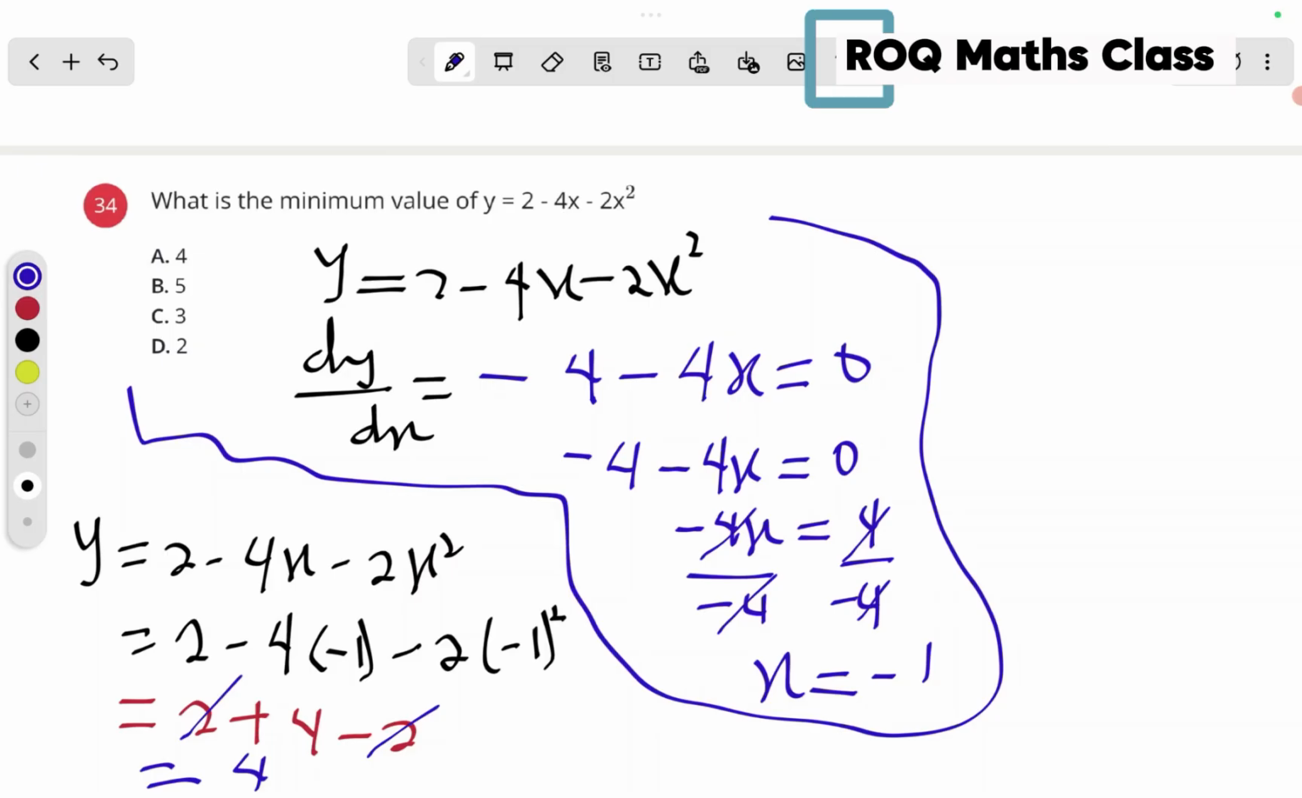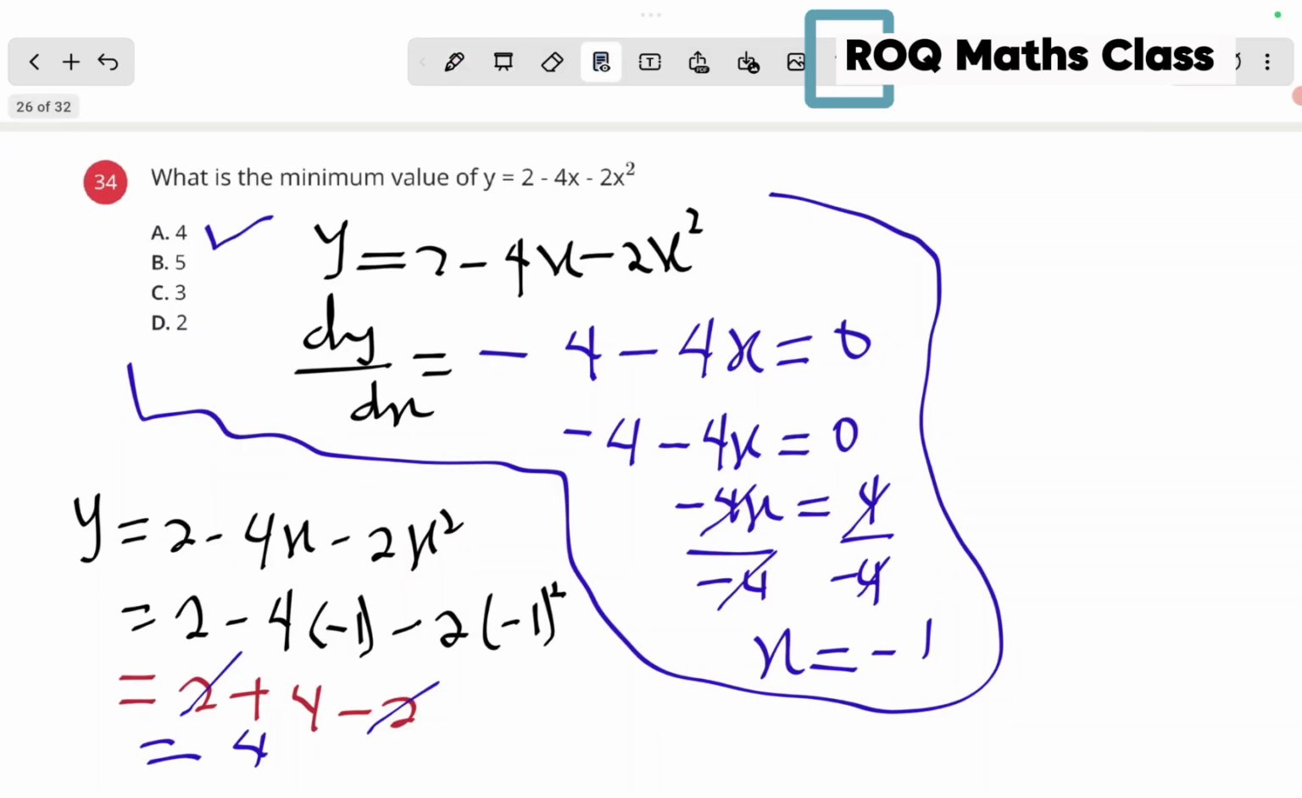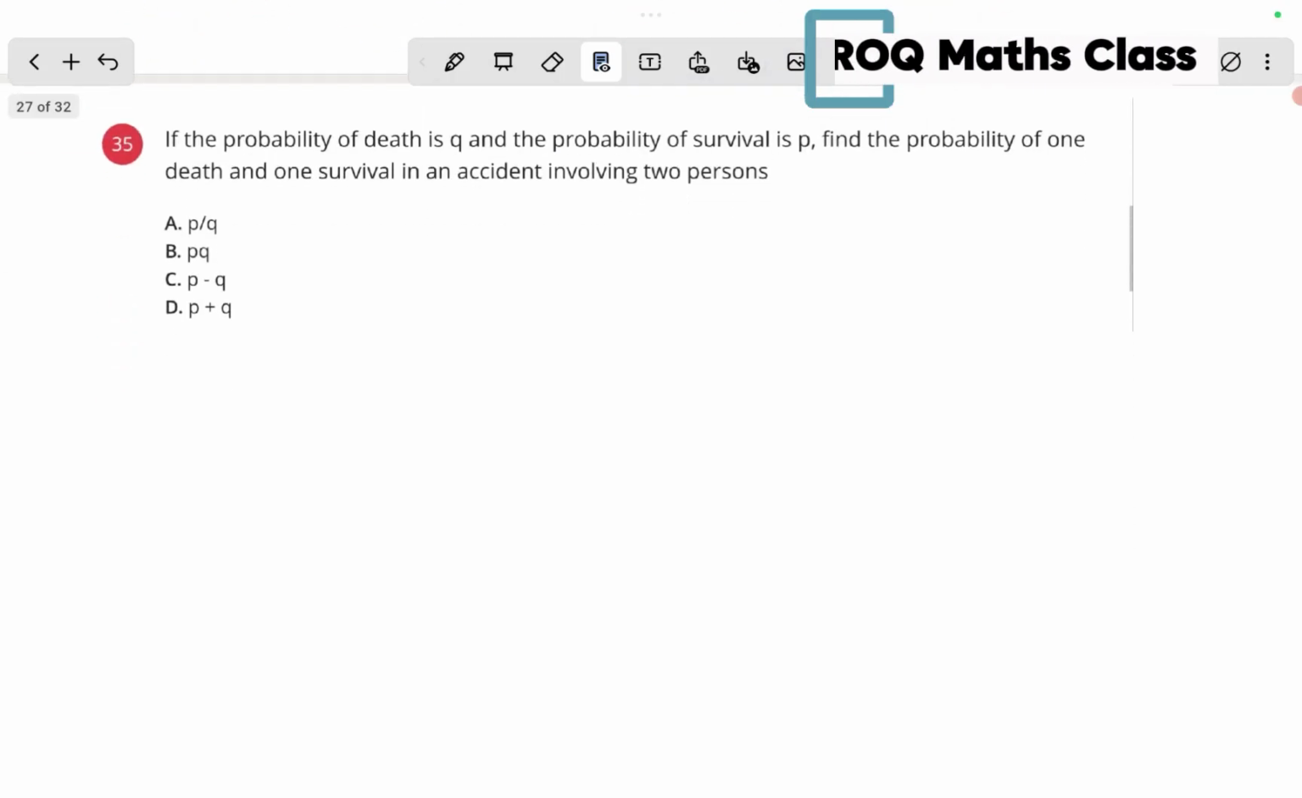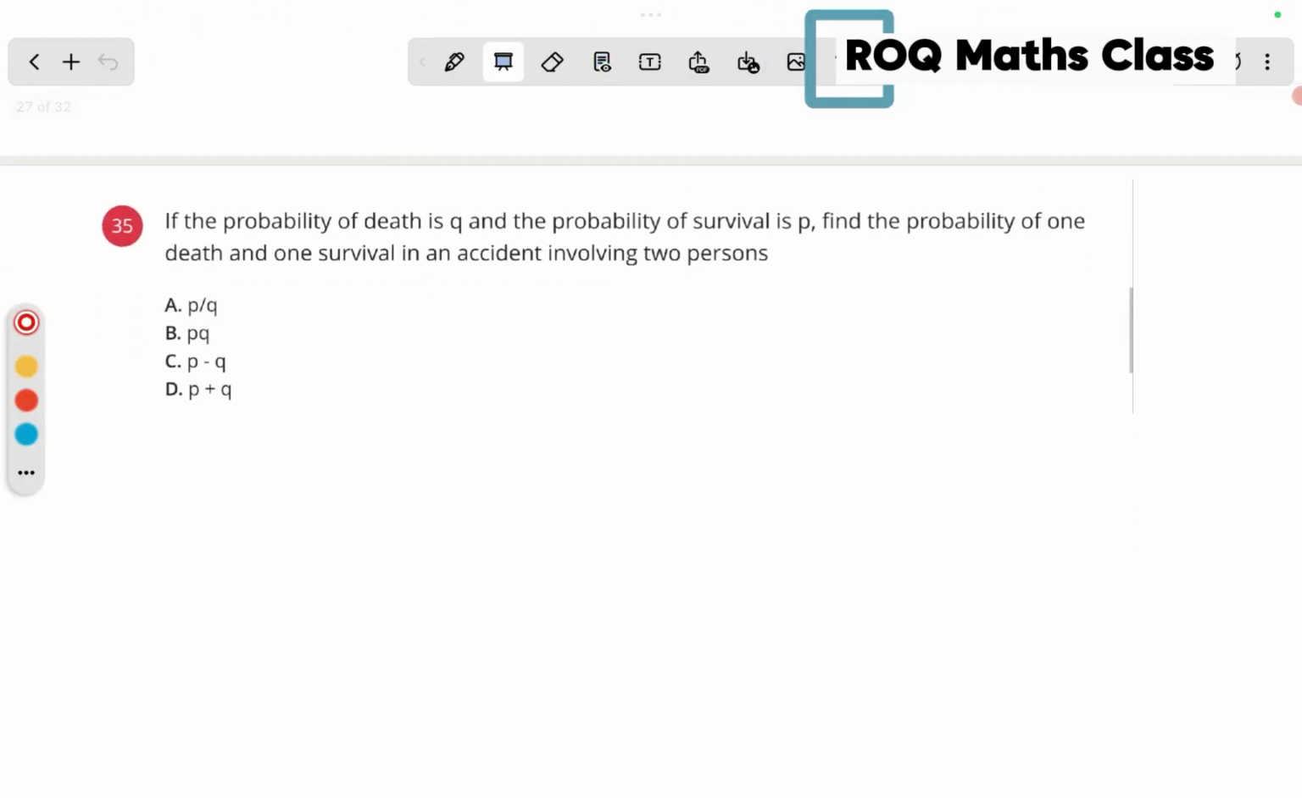Is 4. Is same thing as option A. Let's proceed to question 35. In this question 35, if the probability of death is Q and the probability of survival is P, find the probability of one death and one survivor in an accident involving two persons.